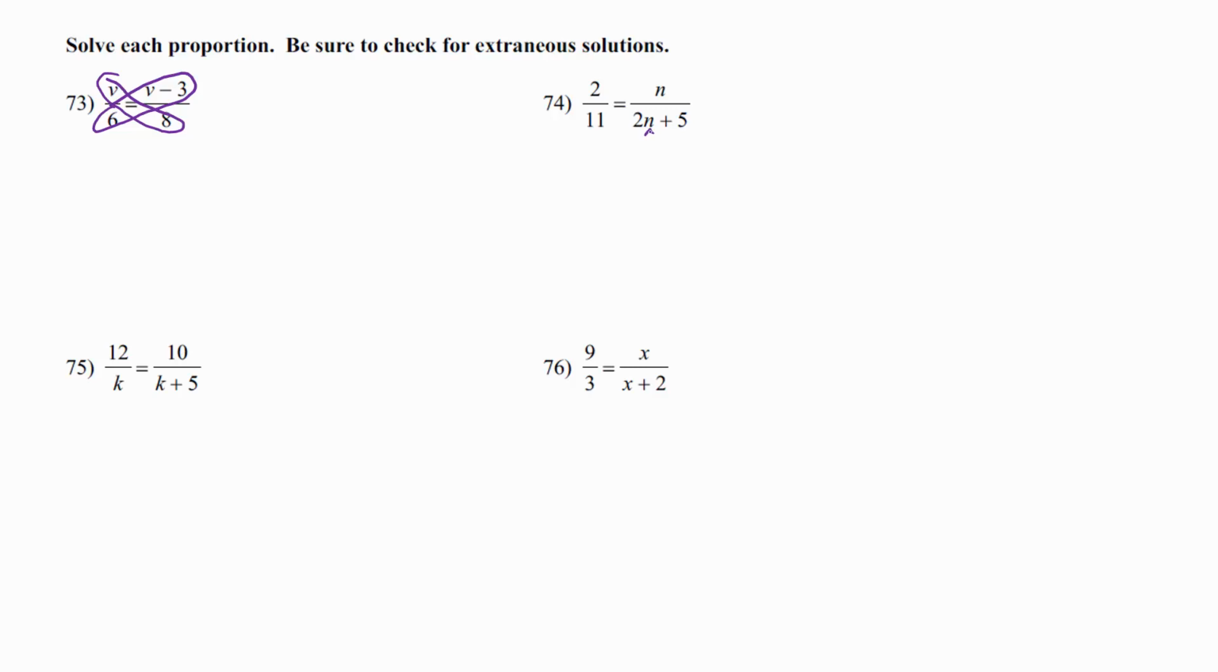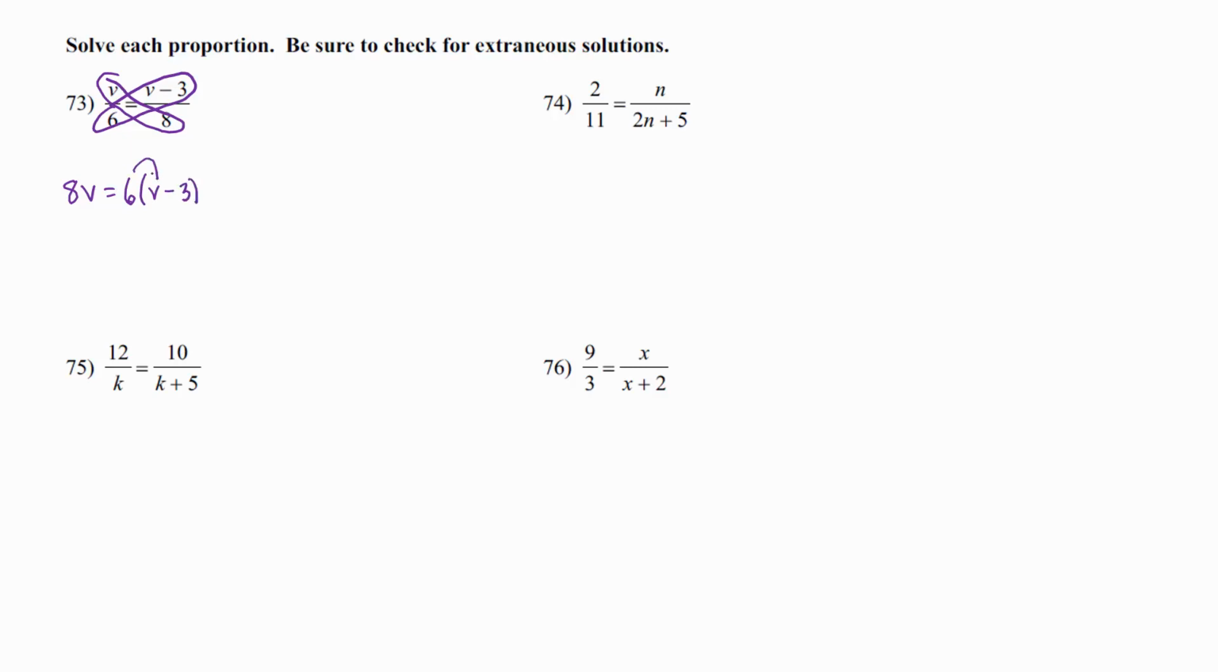Well, there is a number that when I plug it in right here would give me a 0 on the bottom of my fraction. And we're not allowed to divide by 0. That's not a thing we do. And so if we happen to solve and get that number, whatever it is, as an answer, we'd say, oh, well, that's not really supposed to be an answer. It's extraneous. So we're going to cross multiply.